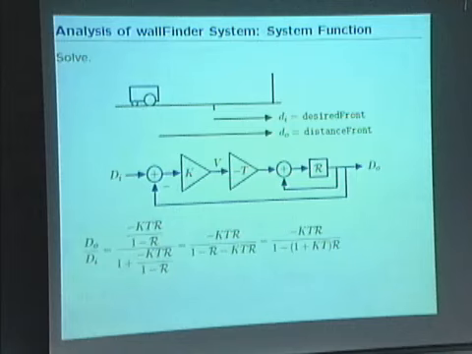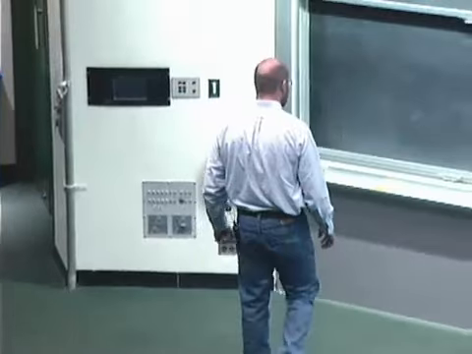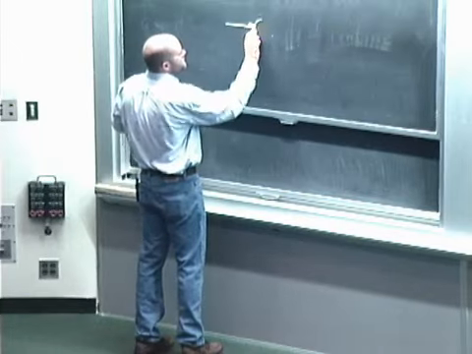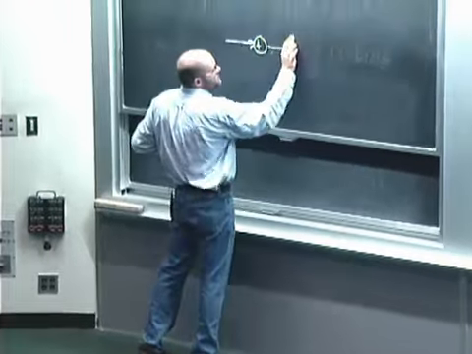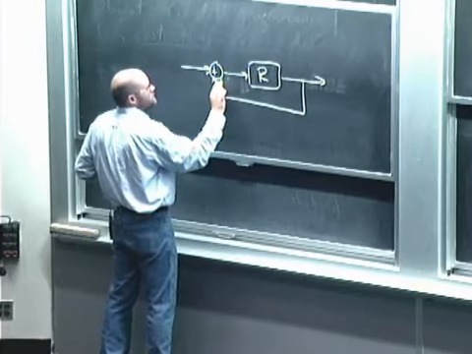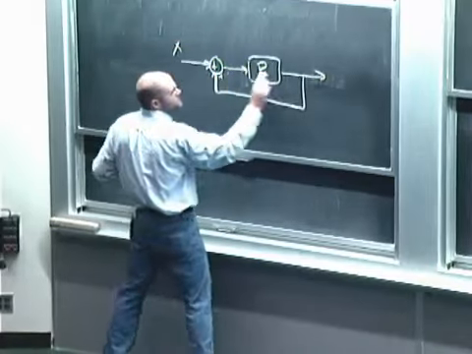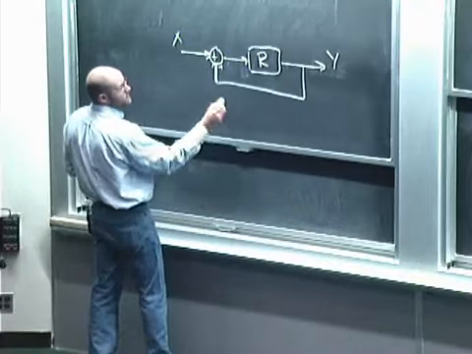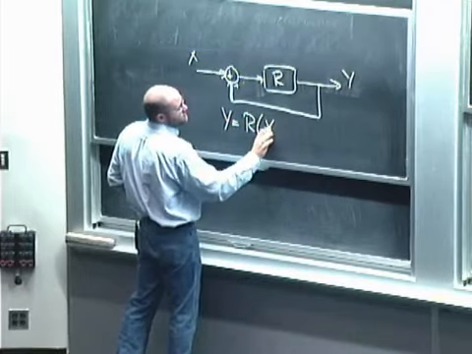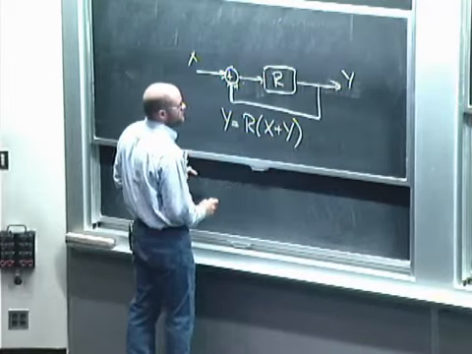So you can use the operator notation. You can think of it as a system function too, right? So this guy here, you guys can do this in your sleep now almost, right? But if I just take that by itself, what does that come out to? It's a plus here. This is x and y. So I get y is r x plus y, right?